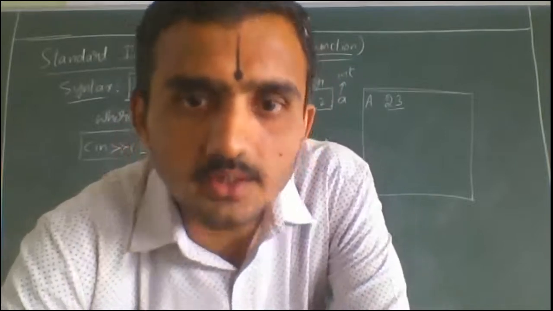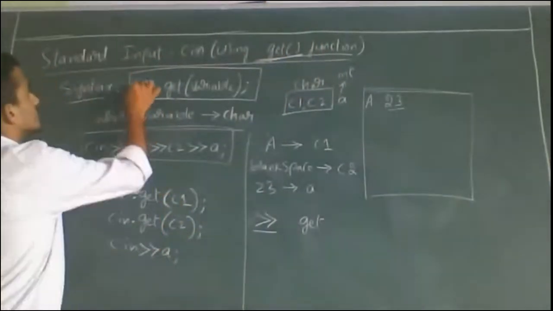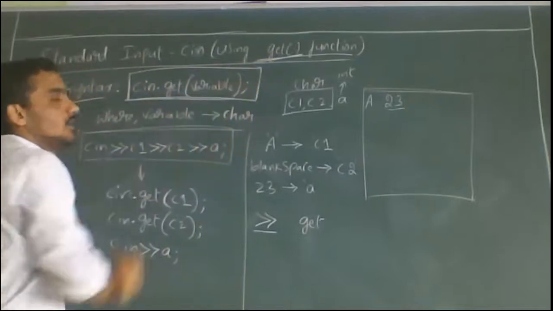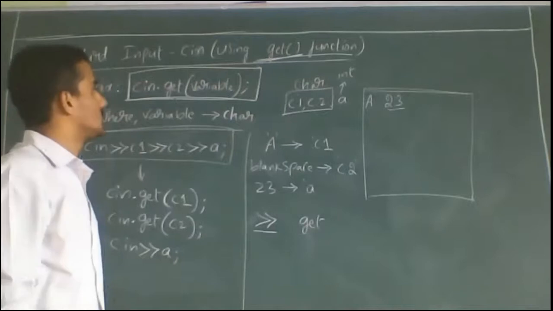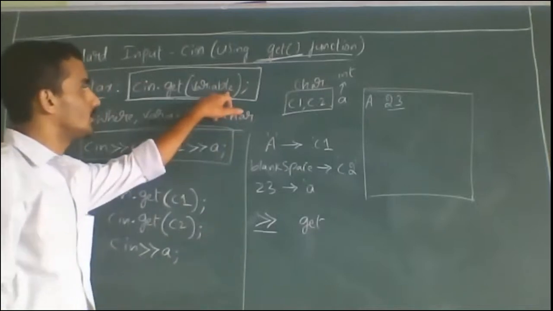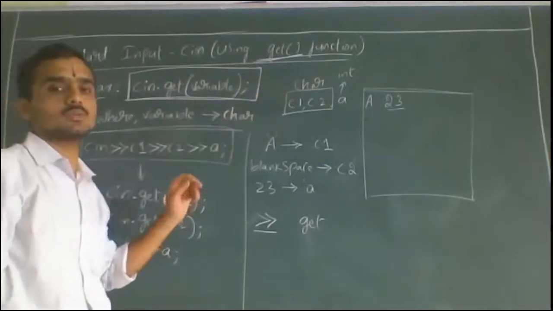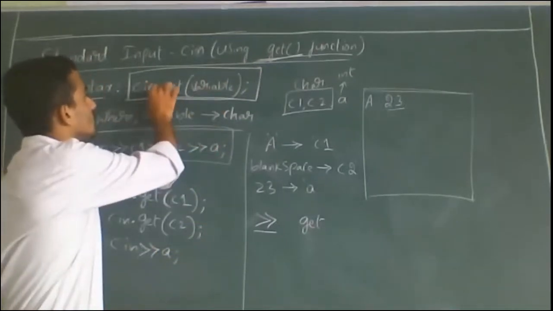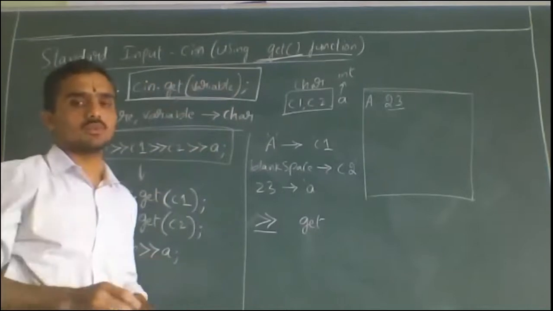No, we cannot write that, because you look at the syntax: cin dot get of variable. Depending on the syntax, you have to write the example. If it is variable 1 comma variable 2 up to variable n, then you can use C1 comma C2 up to Cn. But here, according to the syntax, it is cin dot get of variable. Only one variable we need to use.